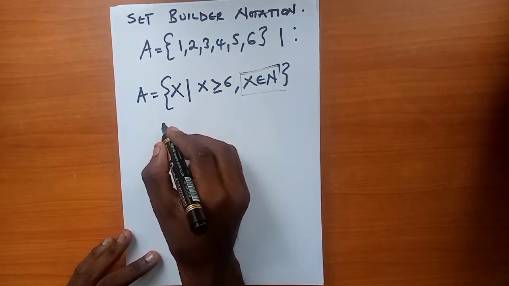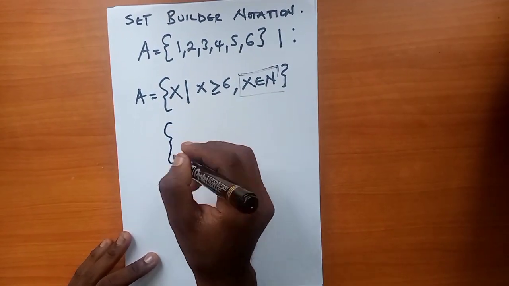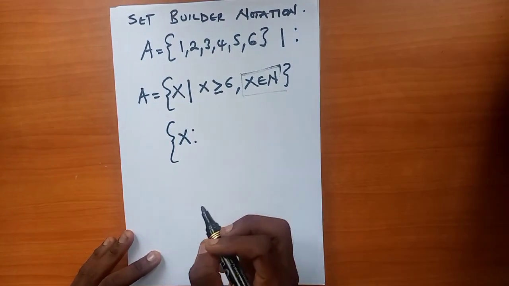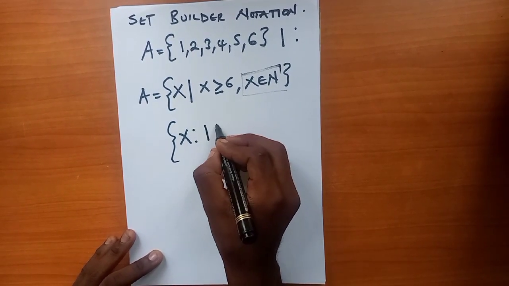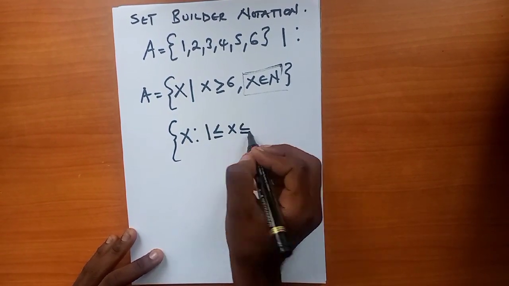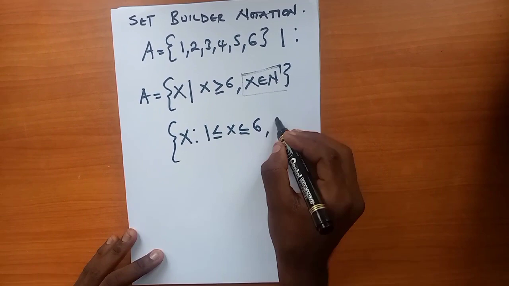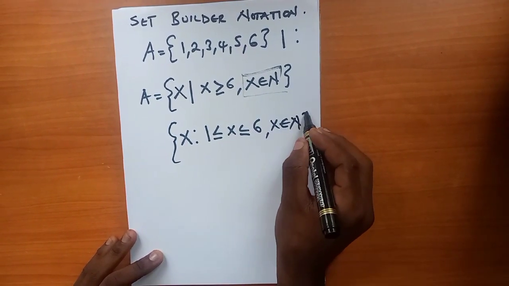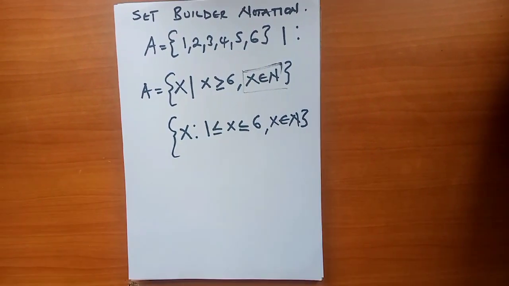But this is not the only way. Another person might choose to write it like X is such that 1 is less than or equal to X less than or equal to 6, and X is a member of natural numbers. Now, do you understand that this expression is also correct?